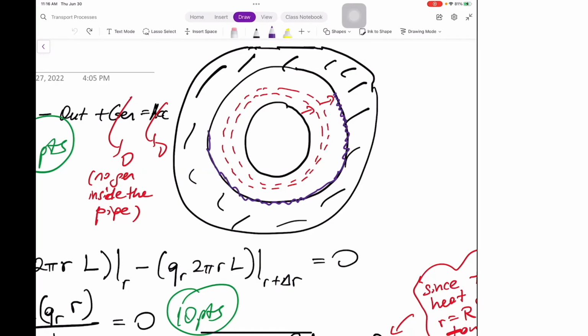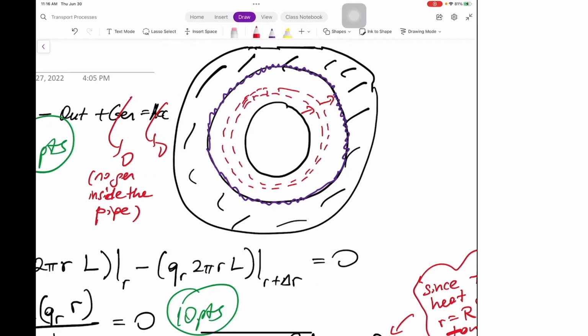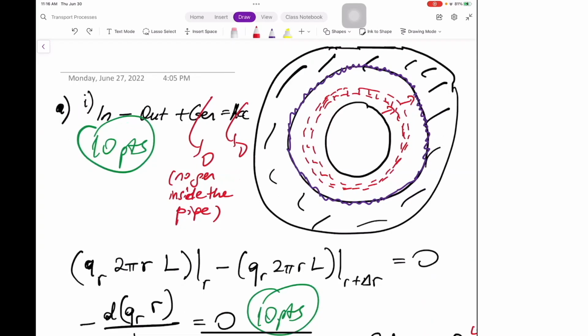So have a look at the part where I do the shell balance. I do the shell balance within here. This is my shell. This is within the pipe. That means I don't have any generation. The only generation I have is here, right? So it doesn't belong in my shell. So that's why I don't have any generation, just because my heater is outside my pipe.